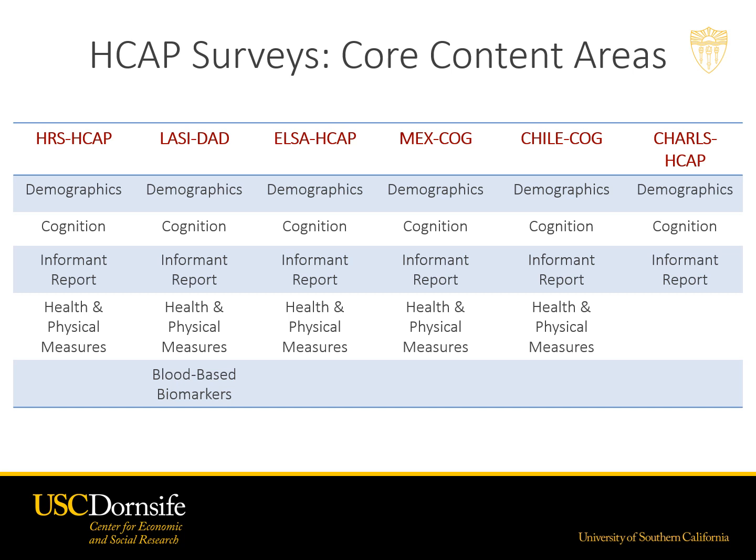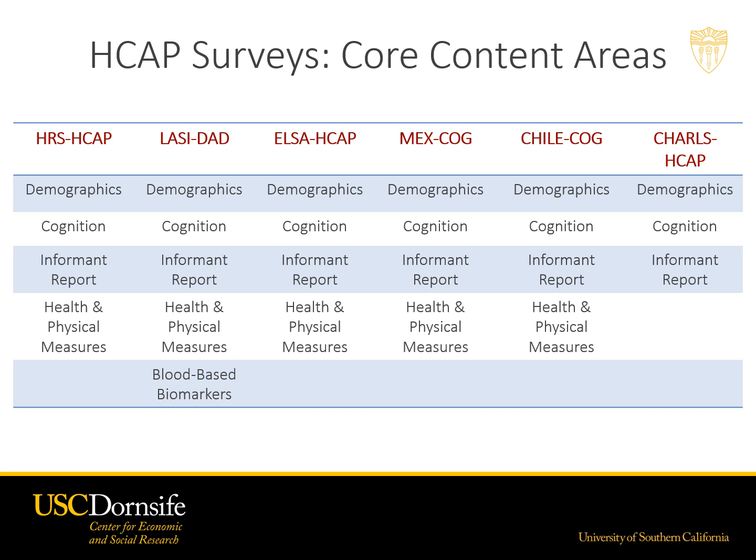In the HCAP surveys that we are currently working on, we've identified several core content areas that are available across the HCAP studies. Our harmonized HCAP data files include harmonized variables that are based on these areas. Most studies include demographic-related questions such as age and gender. In our harmonized data files, we also pull in relevant demographic information from the core surveys.